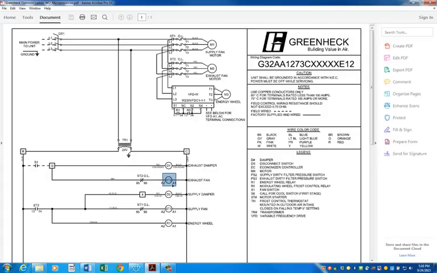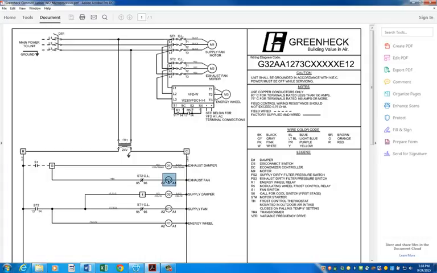Notice the terminal numbers here. A1 and A2 are terminal numbers for the motor starter. 95 and 96 are the terminal numbers for the overload contacts. And we can see instead of line numbering, Greenheck chose to use colors, which is sufficient. It designates each individual line, so that's good.